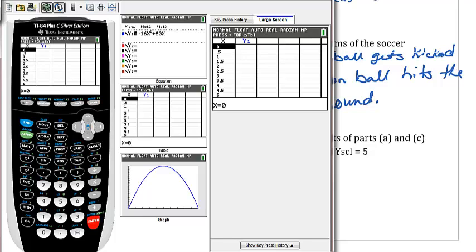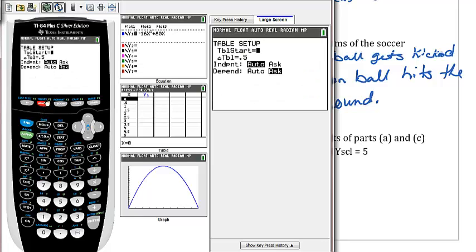I'm going to go into table set because I had been monkeying around with this and changed some things. So I want to start at 0, so this says table start 0, and then change table 0.5, and then independent auto, you want both of these set to auto. So I need to arrow down till I get to the dependent, and I want to just hit enter because it's flashing on auto right now. We'll change that back to auto.